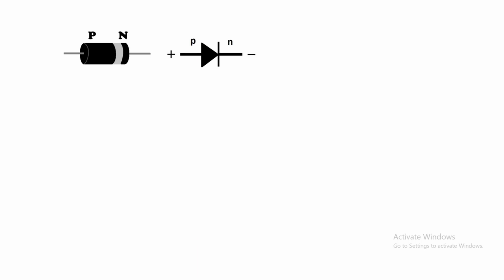Let's consider a silicon crystal. If we add a group 3 element, which is boron, into that silicon crystal, the p-type semiconductor will be formed. If we add a group 5 element into the silicon crystal, the n-type material will be formed.